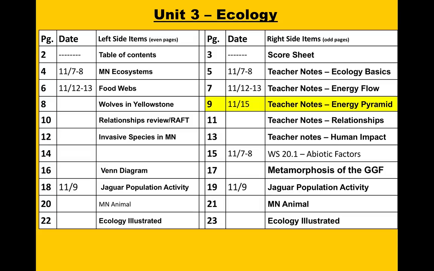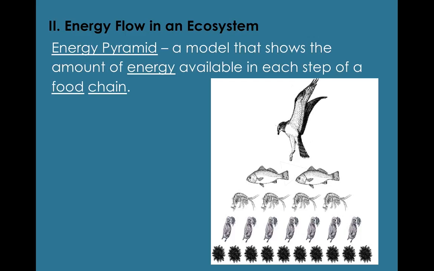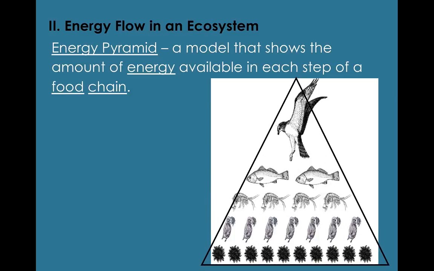All right? So as you're finished writing on your table of contents, please turn to page 9. When you get there, there is a blank at the top of the page for you to put your name, so please do that. And we're going to start right at the top of page 9. The energy pyramid is a model that shows the amount of energy available in each step of the food chain.